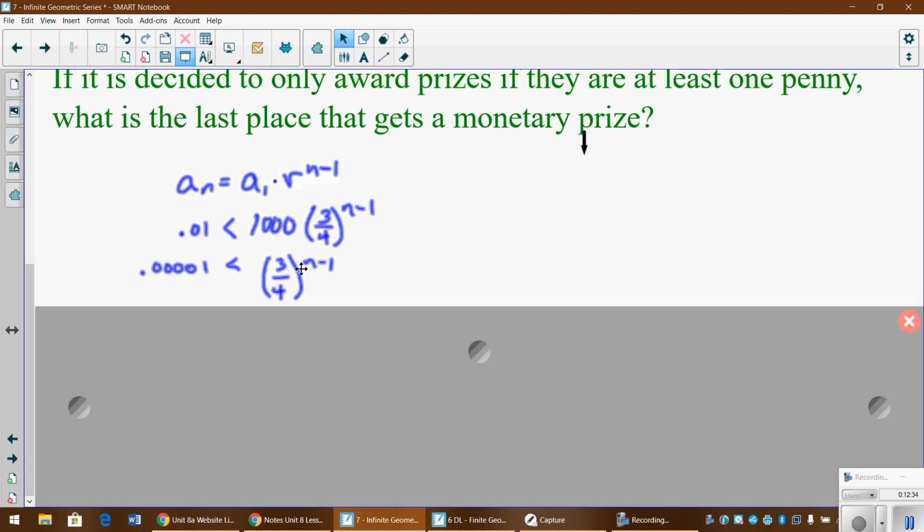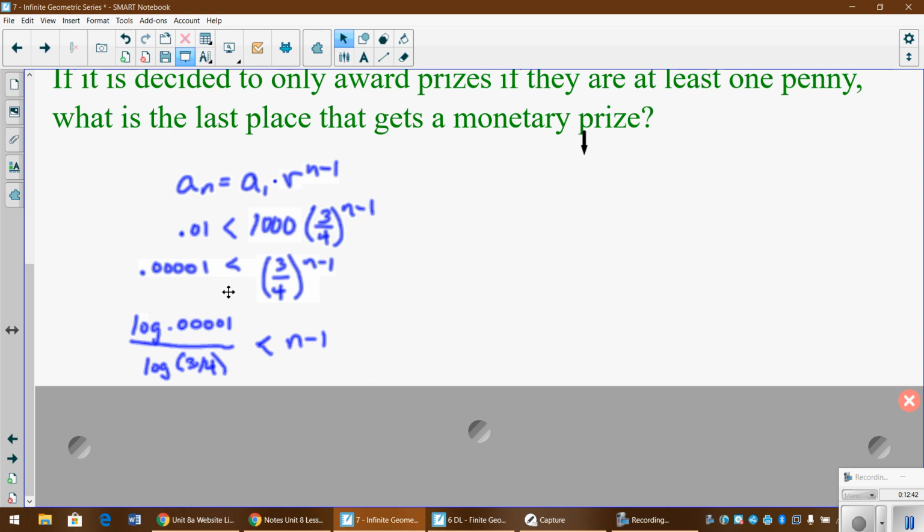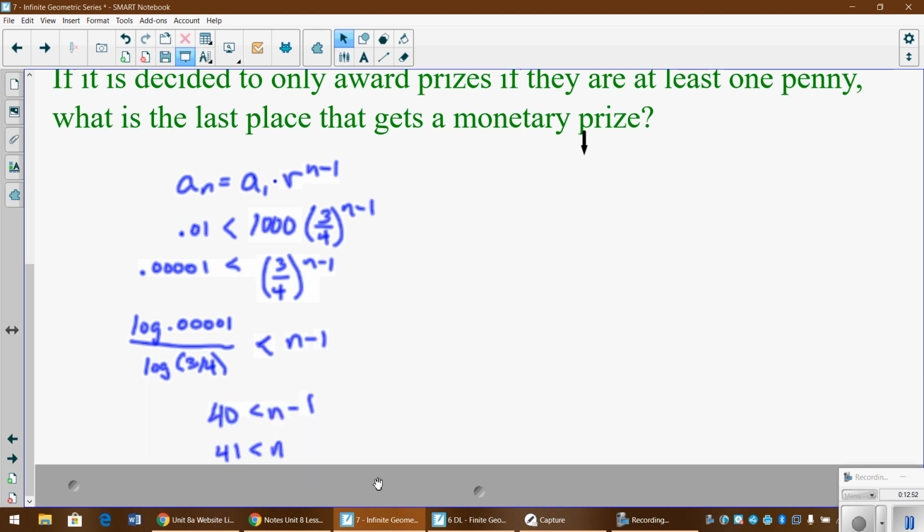Then we're going to quick review here. How do we undo exponents so we can get that n by itself? We have to take a logarithm. So we do the log base 10 in this case, common log 0.00001 divided by common log 3/4 is going to have to be less than n minus 1. Plugging that into the calculator and adding 1, you find out that the 41st place gets paid a penny.